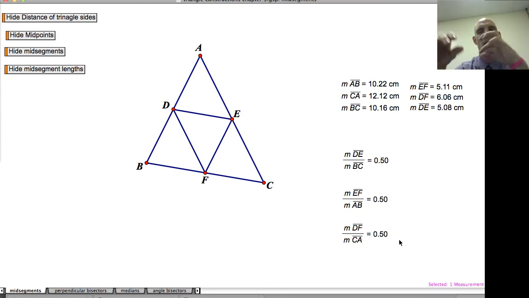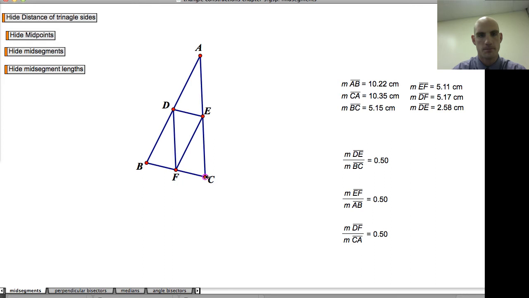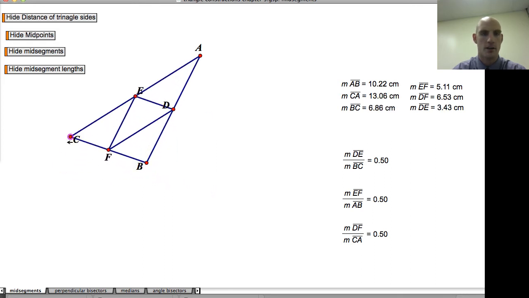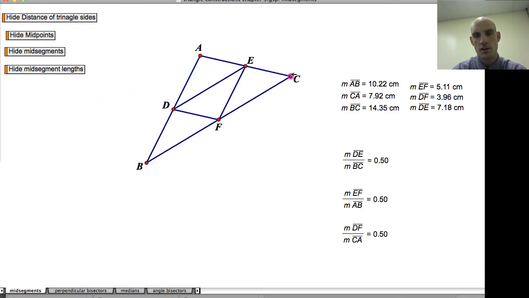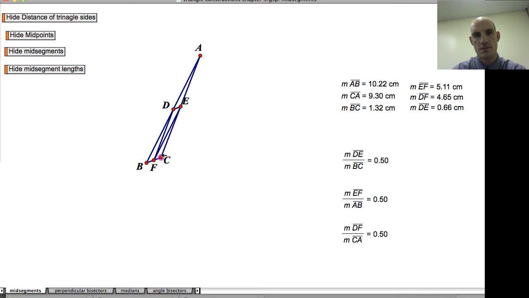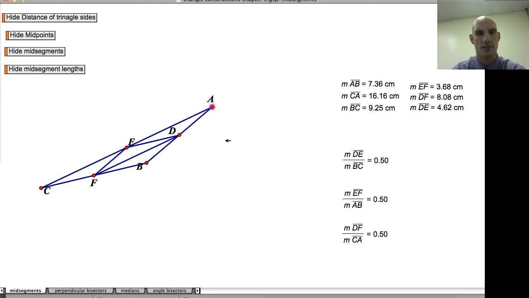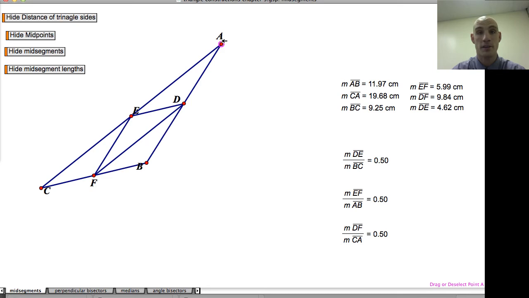So here's what I'm going to do. I'm going to do a little bit of movement. Hopefully that's what you did in your exploration, and I'm going to see if some things change. I'll make a little obtuse triangle here. Maybe I'll make kind of a right triangle. What do you notice? All the measurements are moving. What's not moving? I'll pick A for a second and move that one around. Those ratios are not moving.